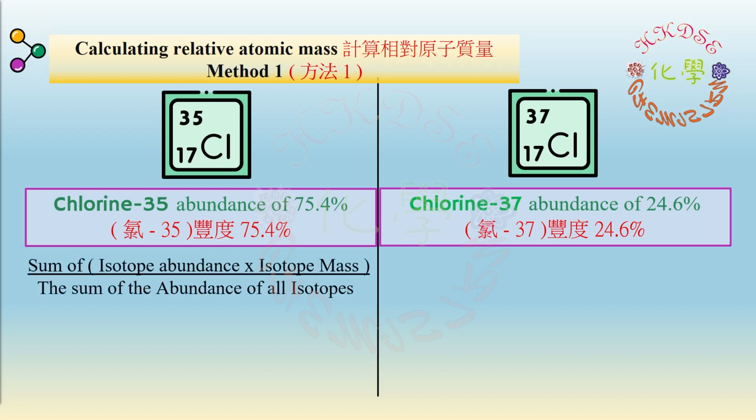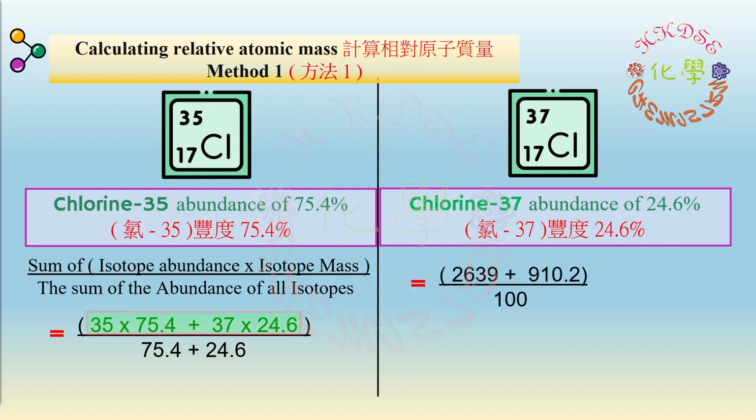The equation for relative atomic mass is a sum of isotope abundance times isotope mass, divided by the sum of the abundances of all the isotopes. So, the first thing we do is multiply each isotope's abundance by its mass. For the chlorine 35 isotope, this would be 75.4, which is its abundance, times 35, which is its mass. And chlorine 37, it would be 24.6 times 37, then we sum these two figures together, which means we add them together. Lastly, we divide this by the sum of the abundances of all the isotopes, which in this case would be 75.4 plus 24.6.